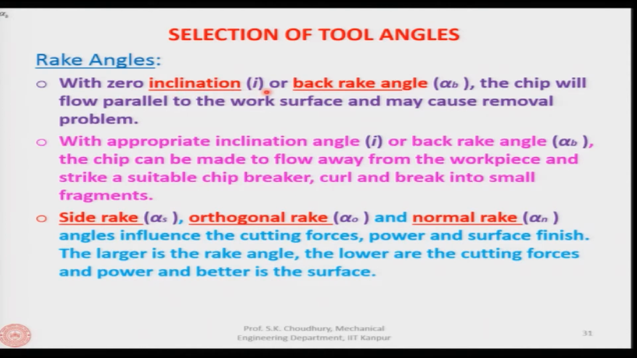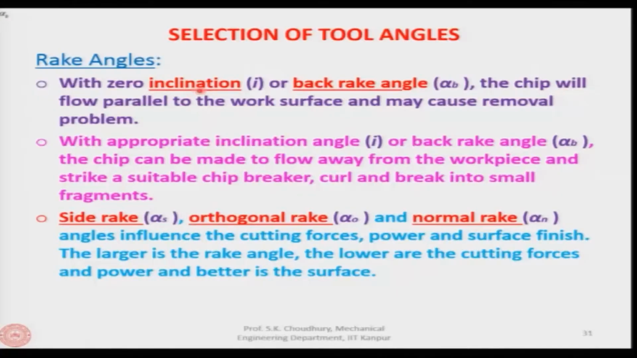With zero inclination angle or back rake angle, the chip will flow parallel to the work surface and may cause a removal problem. It will not be possible to remove the chip, because it will flow parallel to the workpiece surface and can entangle with the workpiece. With an appropriate inclination angle or back rake angle, the chip can be made to flow away from the workpiece and along the rake face of the tool. On the rake face you can have a chip breaker, and the chip, while flowing, will hit the chip breaker and be broken.